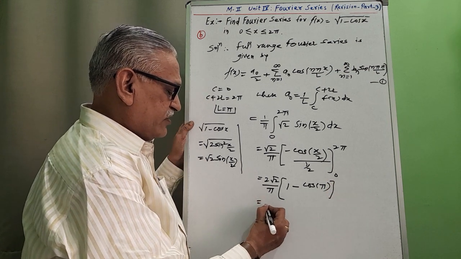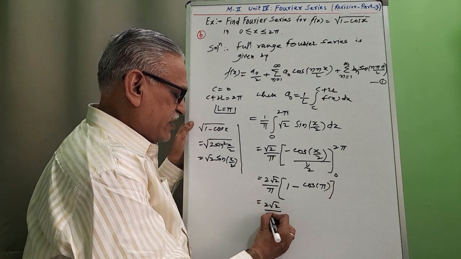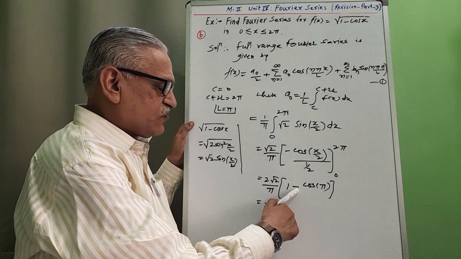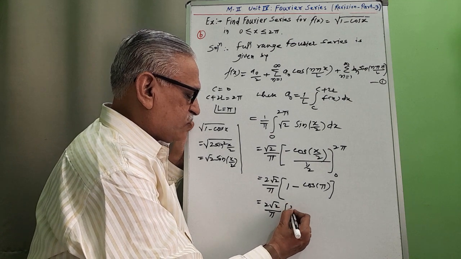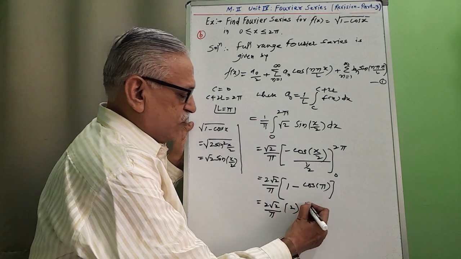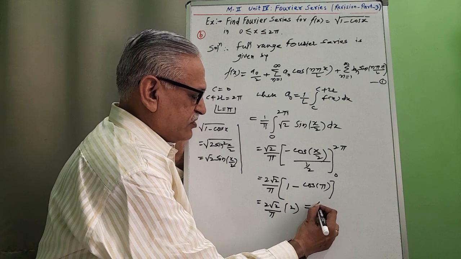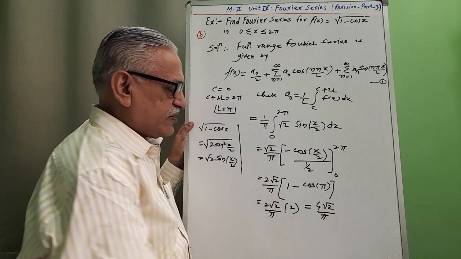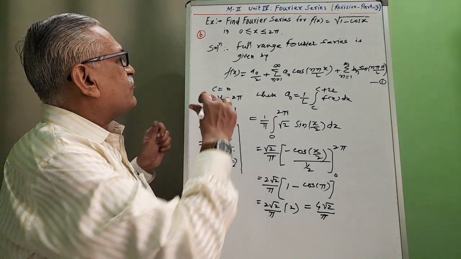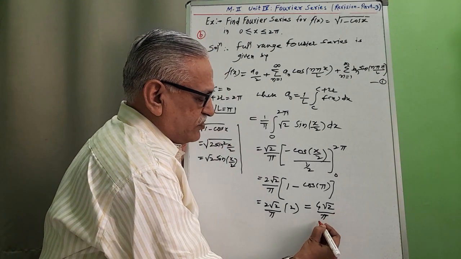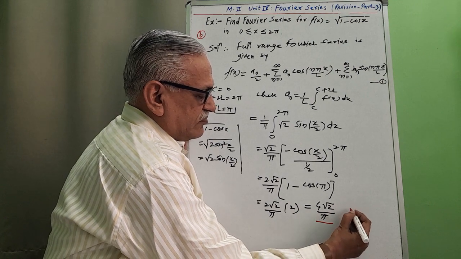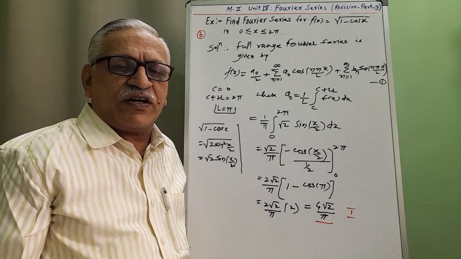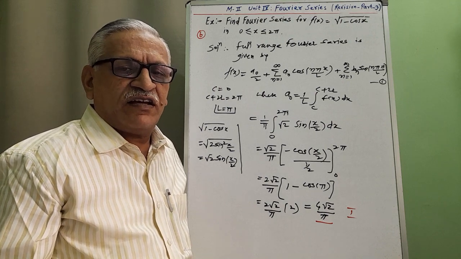And therefore it is 2 root 2 divided by pi, cos pi is minus 1, minus minus becomes plus 1, and 1 plus 1 we get 2. Therefore the value of a0 is 4 square root of 2 divided by pi. If the question is asked for 6 marks, 1 mark is for this calculation of a0. Then we require to find the remaining coefficients an and bn.